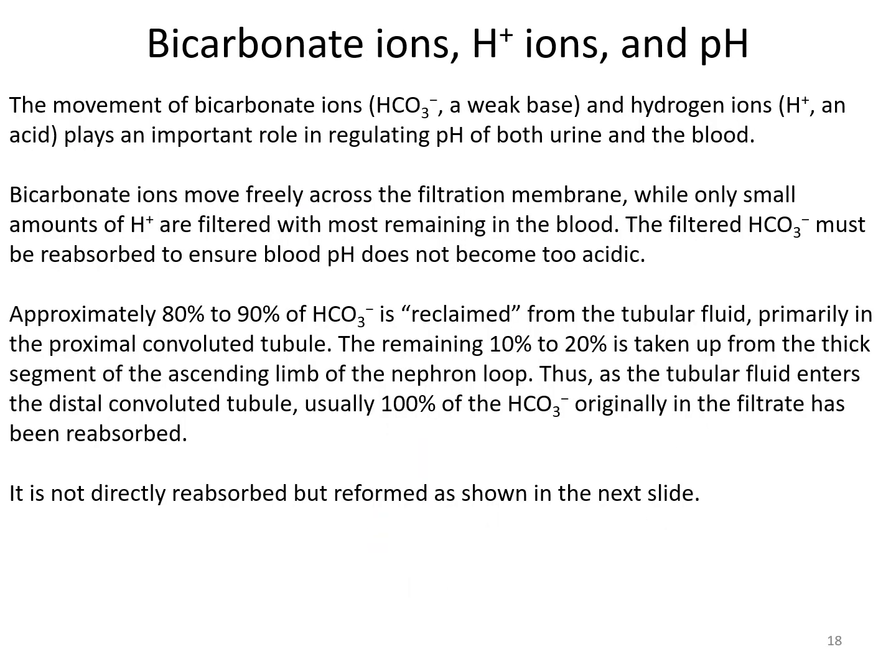Okay, so bicarbonate ions, hydrogen ions, and pH. So anytime we're talking about hydrogen ions, we know it's going to affect pH, and in this case we're talking about the pH of the blood and the pH of the urine. Now keep in mind the pH of the blood has to stay in a very narrow range, whereas the urine pH has a very broad range of acceptable levels.